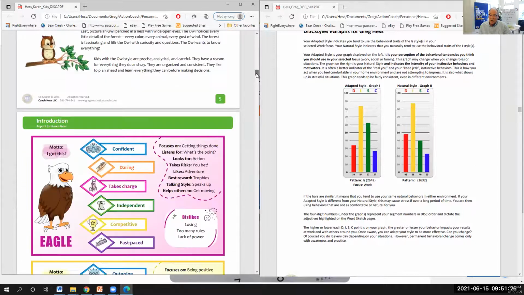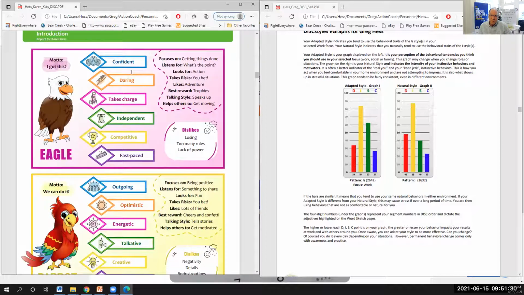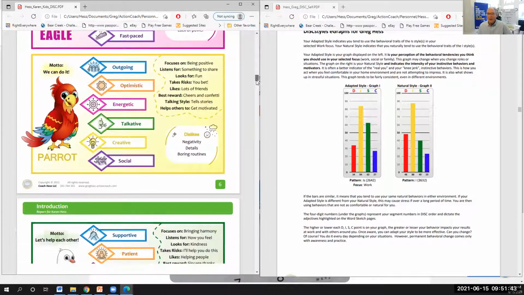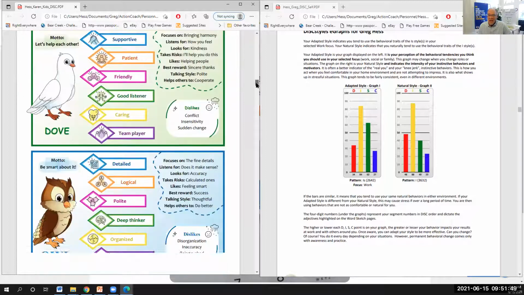Gives them a breakdown of what the birds are, and then it gives them really nice diagrams here of if you're an eagle, this is the kind of thing, and you've got a motto. These are the kind of terms that fit for that type of person. The I, or the parrot, we can do it. Where the dove is, let's help each other. And so each of us has these profiles.